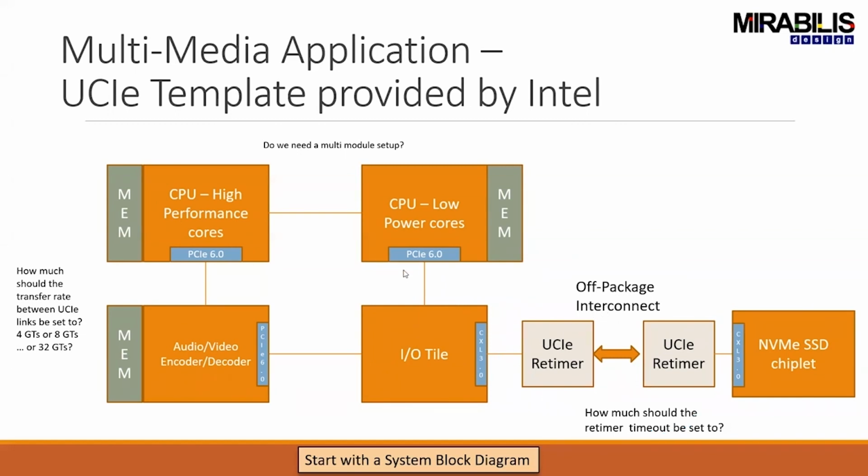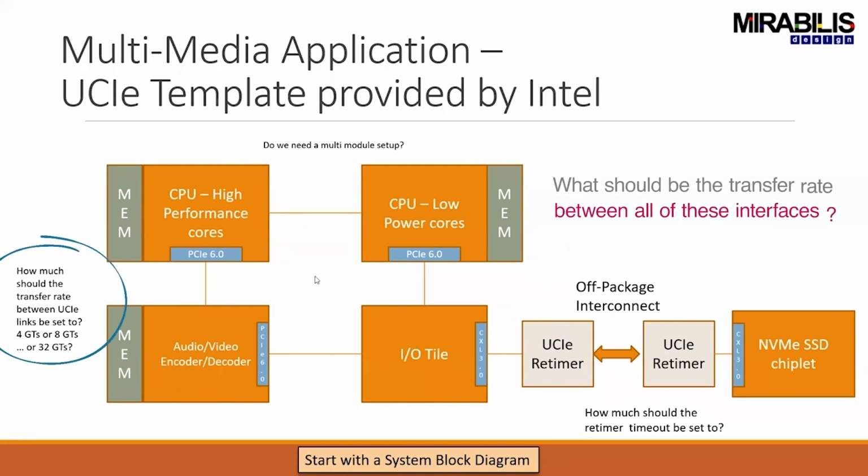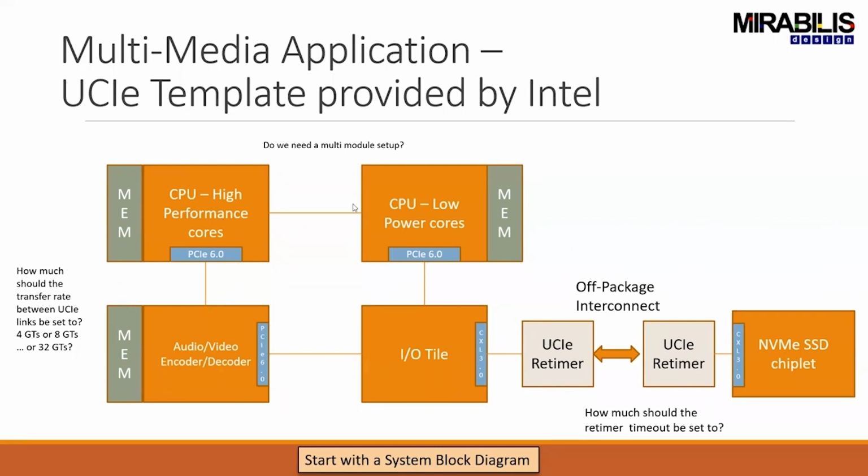Now, the typical questions that you would ask, the basic questions, is what should be the transfer rate between all of these interfaces? Because remember, the number of wires has a huge impact on your cost and power consumption. At the same time, if you have too much bandwidth, you're just wasting away die space. So a lot of considerations have to be made in selecting the right transfer rate between these different dies. Of course, on the UCIe retimer itself, what should be the retimer timeout duration?